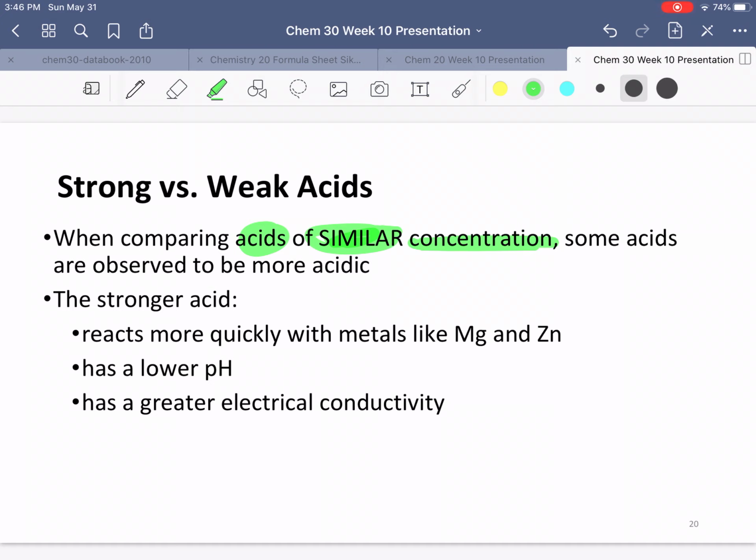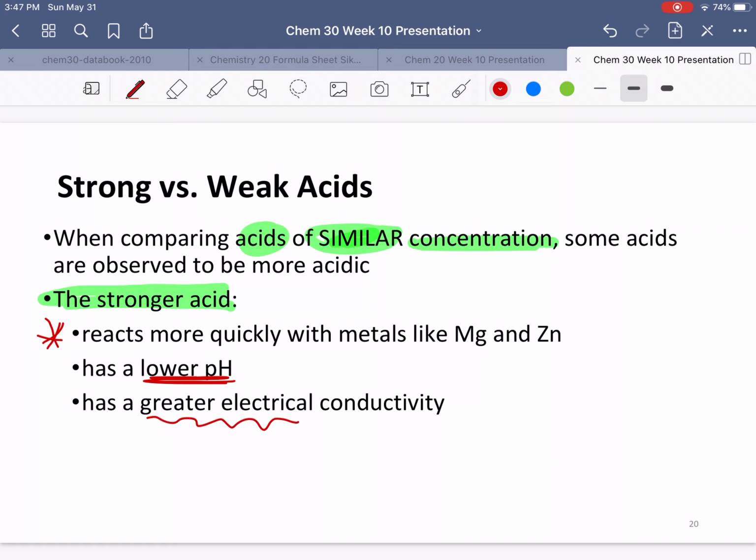Now, characteristically, those stronger acids tend to do a few things. For instance, they react way more vigorously with certain metals. For example, magnesium and zinc are good metals to indicate whether something is a strong or weak acid. Honestly, it's just a good test for an acid in general. The next thing is, even though both strong and weak acids will have pHs less than 7, the strong one will have an even lower pH. So you'll see a pH of 1 or 2 versus a pH of 3 or 4, for example.